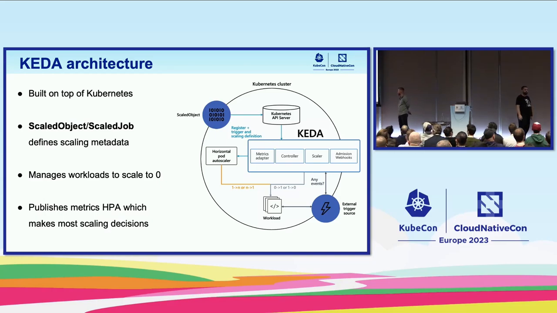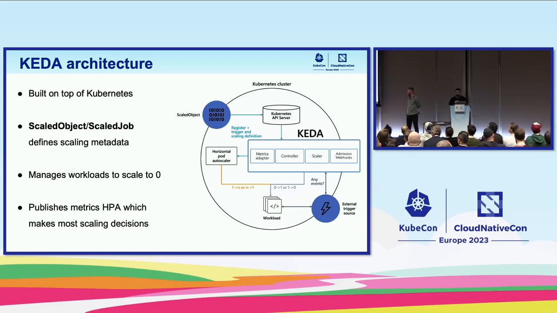For those of you who don't know how KEDA works, I will briefly explain the architecture. There are two main components: the KEDA controller, or operator, and a metrics adapter. Imagine that I would like to autoscale my application. I create a scaled object, which is the custom resource that we provide. The KEDA controller watches for those scaled objects or scaled jobs, and based on that, it connects to the external service, for example, the Rabbit instance, and it creates an HPA.